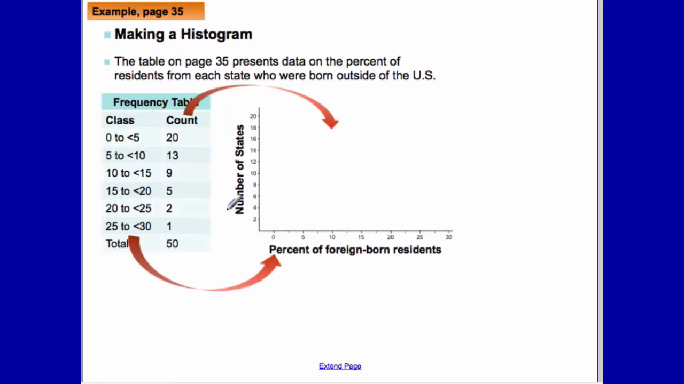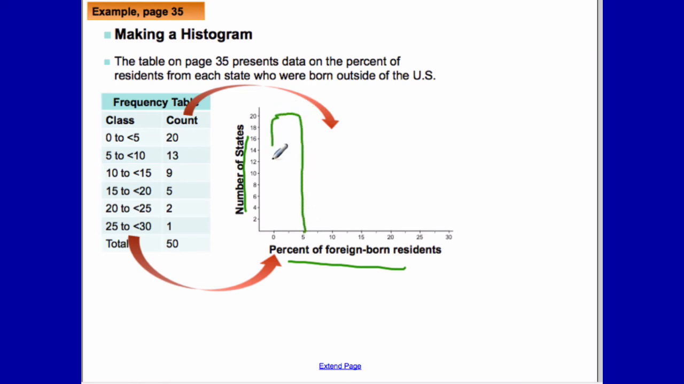But you do want to make sure when we go to make a histogram, you have your y-axis and your x-axis. You've got equal increments along the x-axis, equal increments along the y-axis. They don't have to be the same, but they should be equal. You absolutely have to label each axis, and then you can go ahead and graph. There are from 0 to 5, the percent of residents from each state who were born outside the U.S. 0 to 5, there are 20 states. So I'd go 0 to 5, there are 20. So I'd go up here and mark my little line across, bring it down.